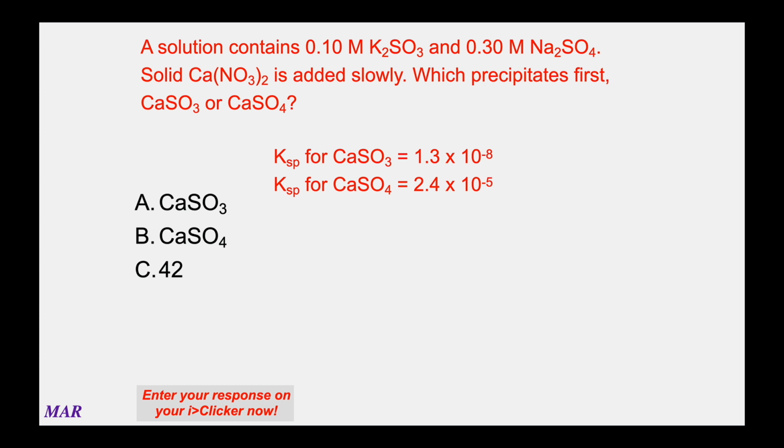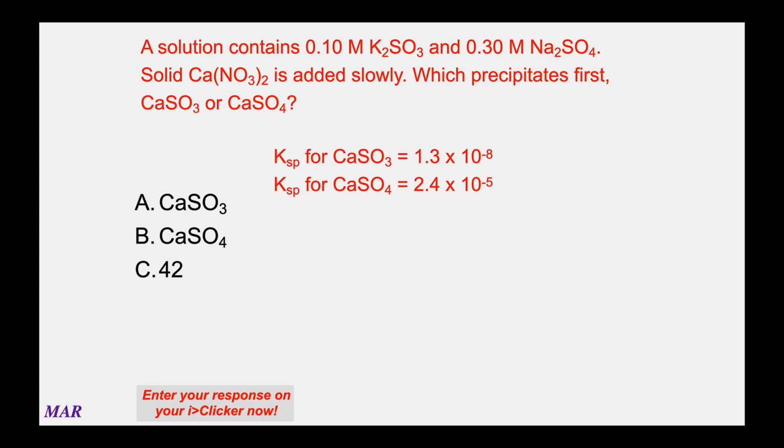Okay, I'm assuming you had a chance to work on this problem and you want to talk about the answer, so let's get into it. In both of these cases, KSP is going to equal the calcium ion concentration times the sulfite, if it's CaSO3, or in calcium sulfate, KSP would equal calcium times the sulfate. So one thing you could do is take those KSPs and divide by the sulfite or the sulfate concentration. Whatever the smaller number is, that's going to be the solid that precipitates first. That would be a great mathematical way to do it.